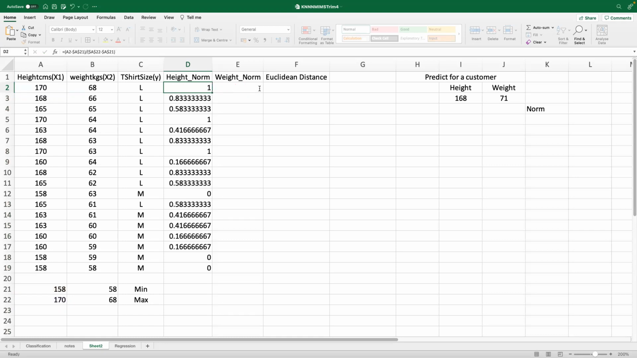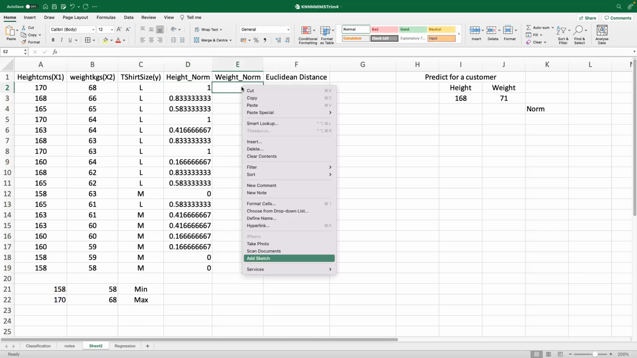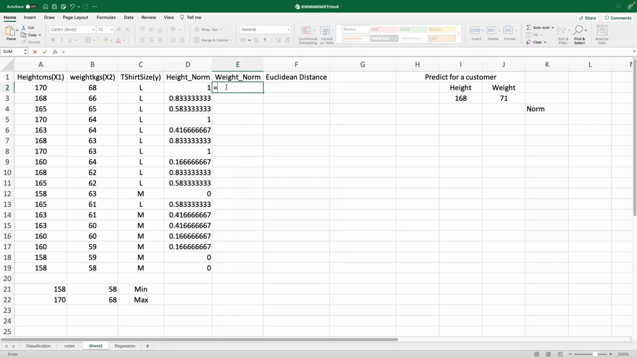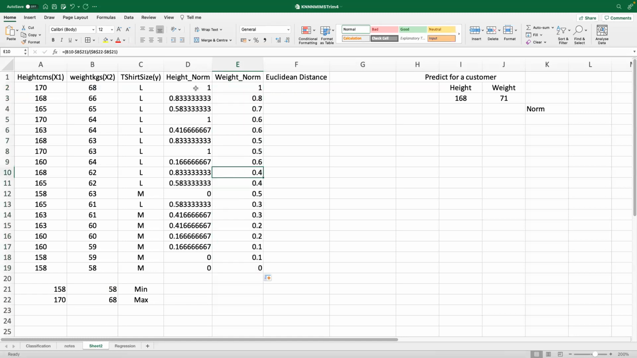Got it? Similarly, is equal to open bracket x minus x min, fix the cell, close bracket, divided by open bracket, x max, fix the cell, minus x min, fix the cell. So we got again one. Okay, this also you can make it 2 decimal.